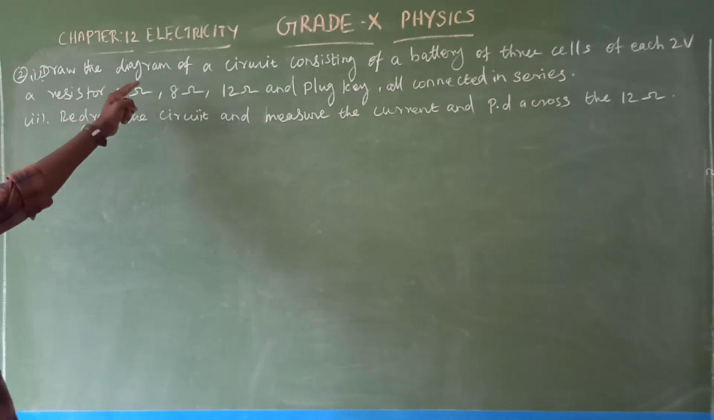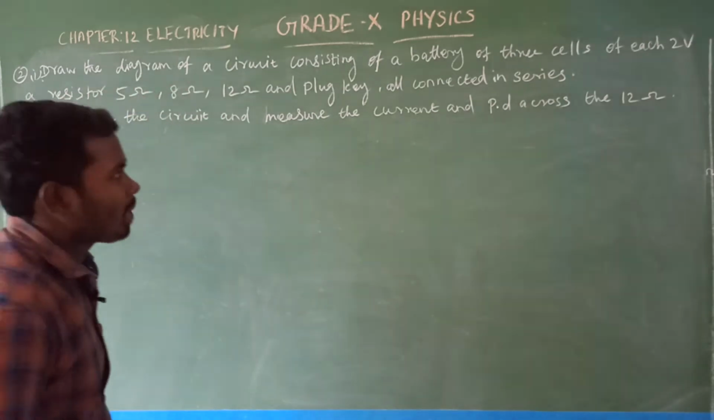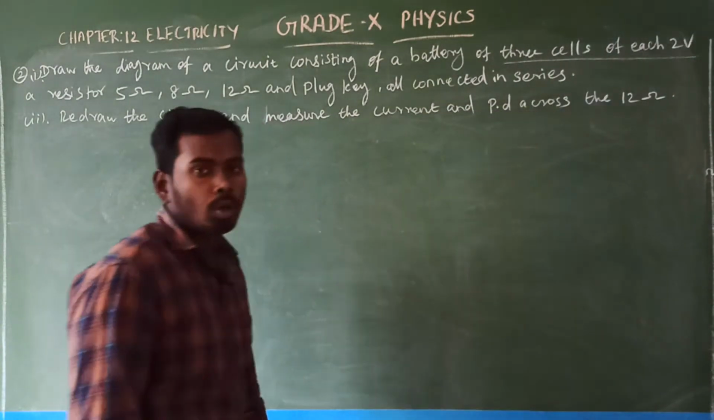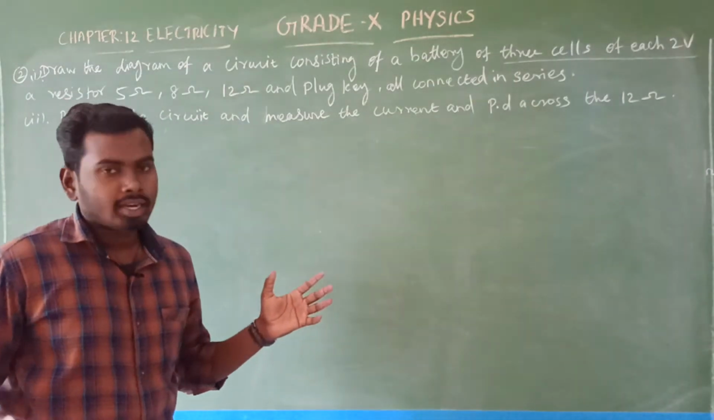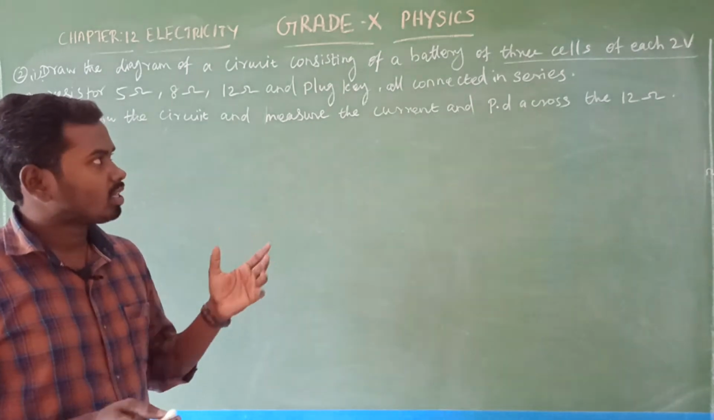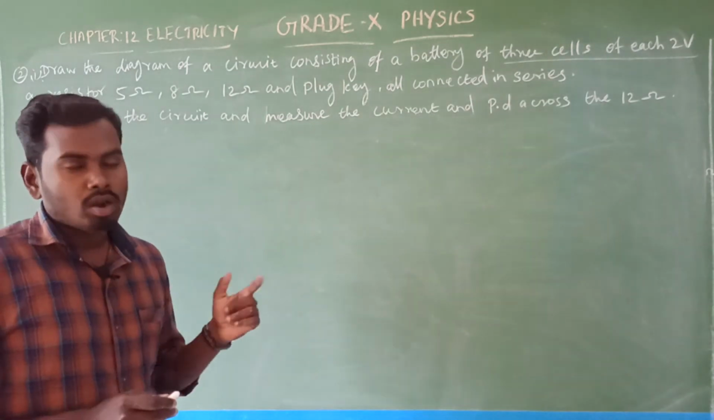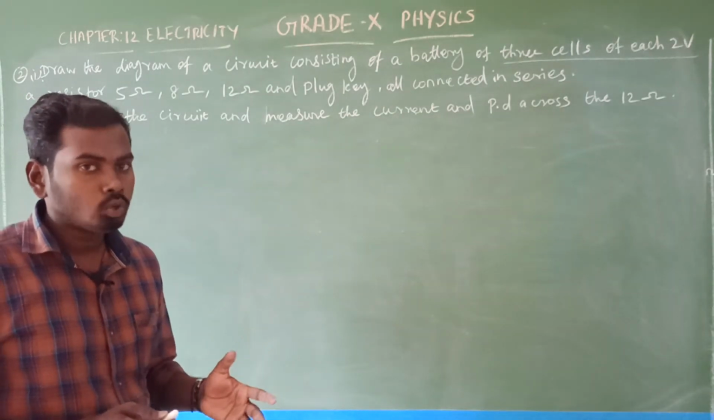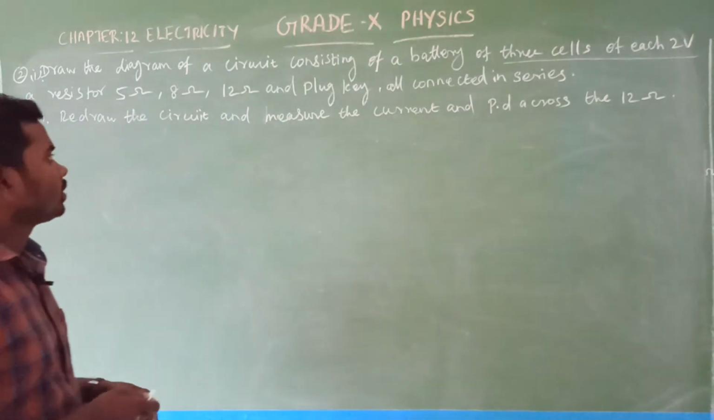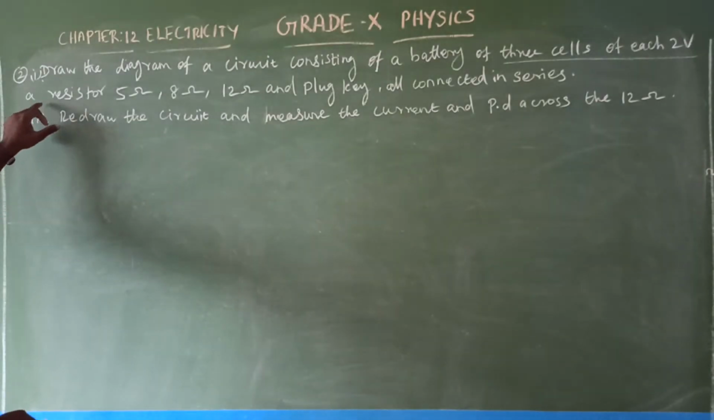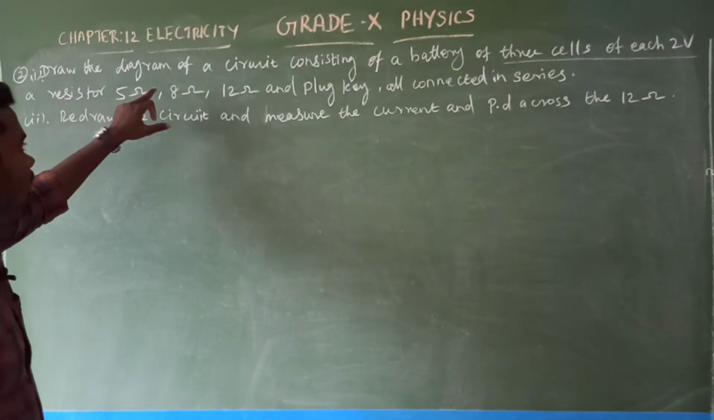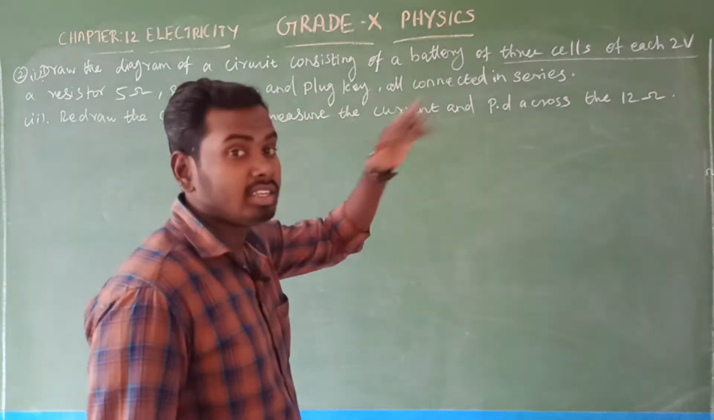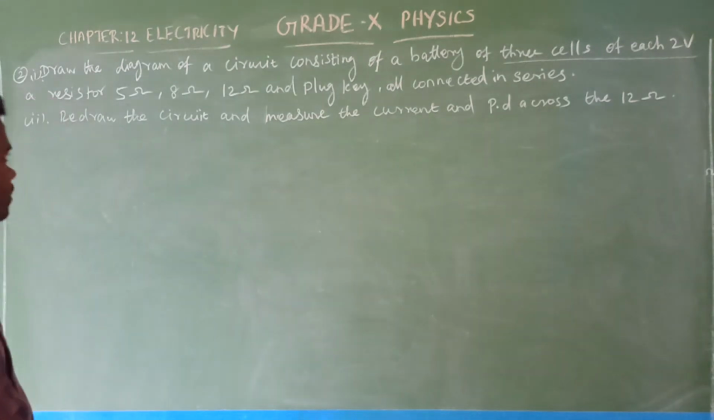Draw the diagram of a circuit consisting of a battery of 3 cells, each 2 volt. The 3 cells are connected in series combination. One cell value is 2 volt, then 3 cells, 3 into 2, 6 volt. Next, a resistor 5 ohm, 8 ohm and 12 ohm and the plug key, all connected in series.